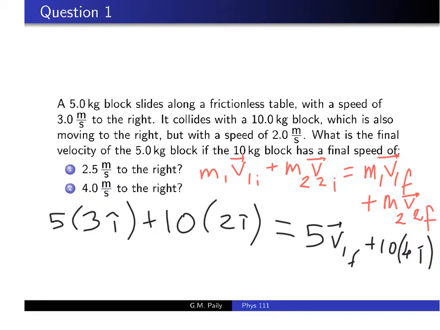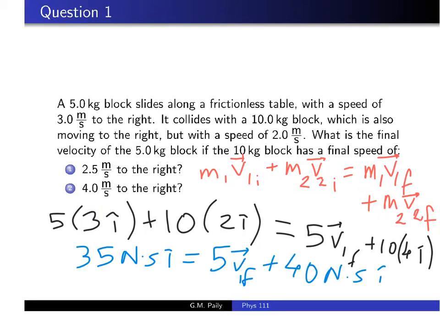Following a similar procedure for the second case, the left-hand side is still the same, but now the 10 kilogram block has a velocity of 4 meters per second to the right. The left-hand side simplifies to 35 Newton seconds I hat, and now the second term on the right-hand side is 40 Newton seconds I hat. Solving for V1 final, we see that V1 final is negative 1 meters per second I hat. In other words, the 5 kilogram block now bounces back to the left at a speed of 1 meters per second.